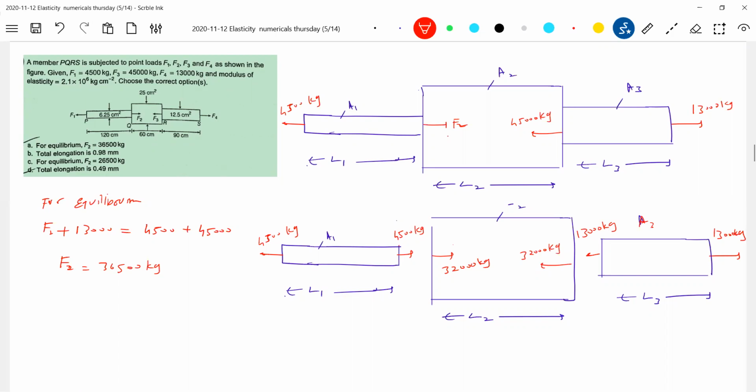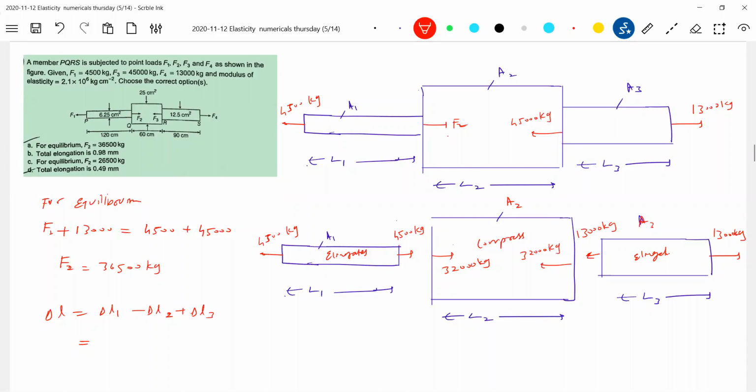Now look at what it is. This section will elongate, this one will undergo compression, and this will elongate. So what is the total elongation of the rod? Delta L1 minus delta L2 plus delta L3. Why the negative sign? Because the second section will undergo compression.